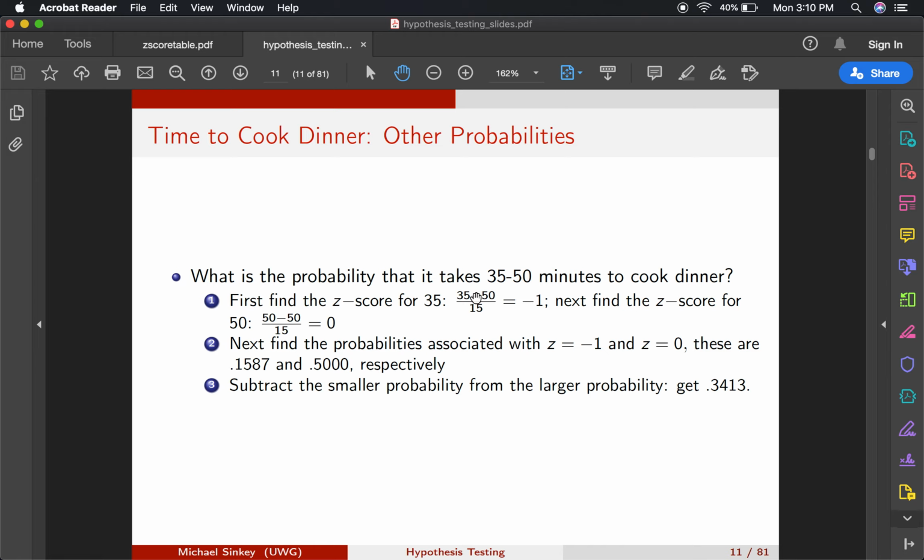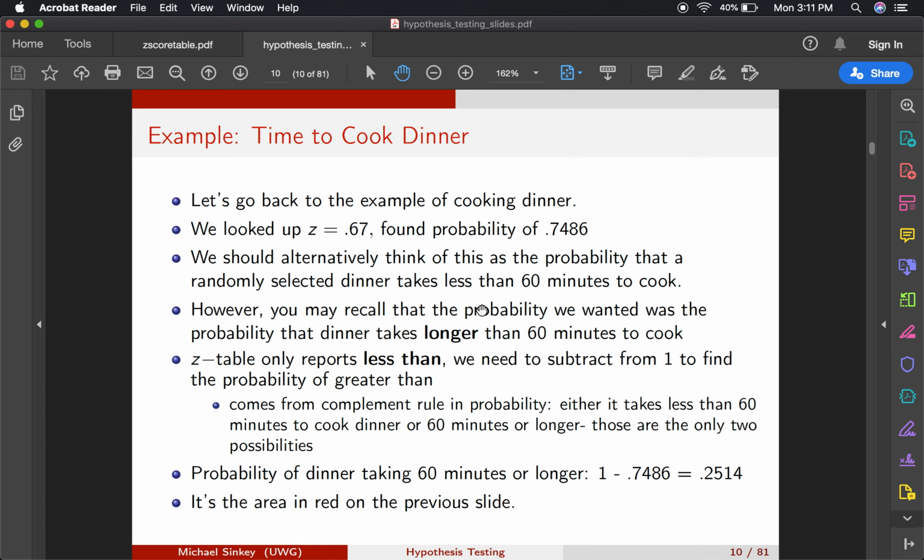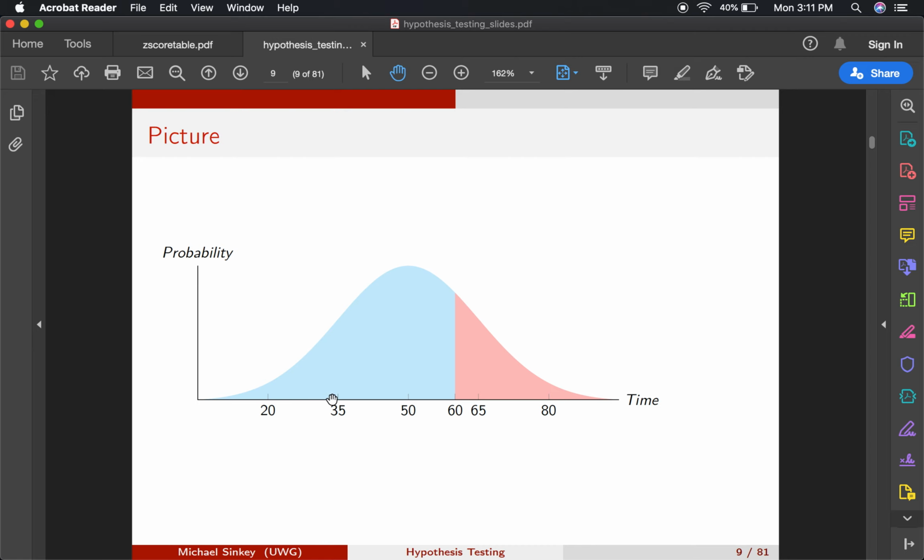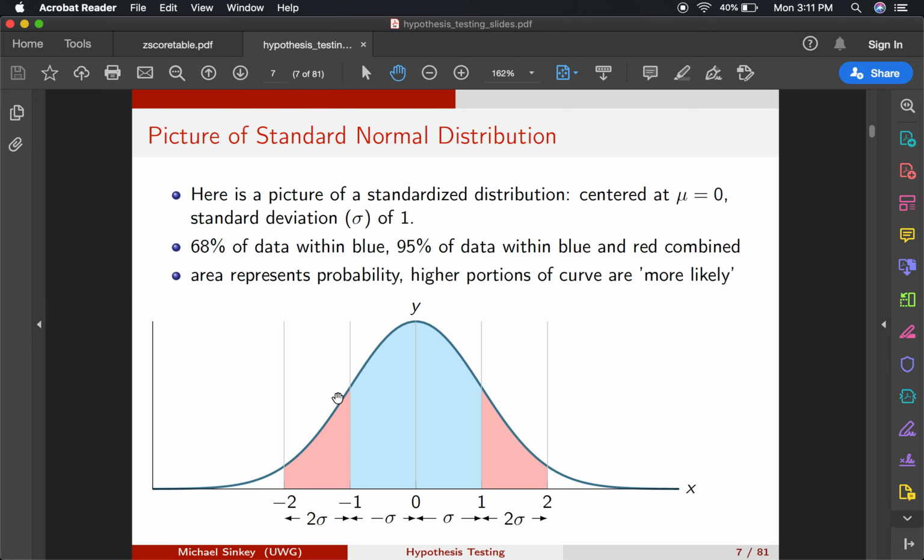Divide by 15, so I have -15 divided by 15, that's -1. Now, that's the first z-score. So what we do in this picture is we convert the 35, and instead we're moving it over to -1.